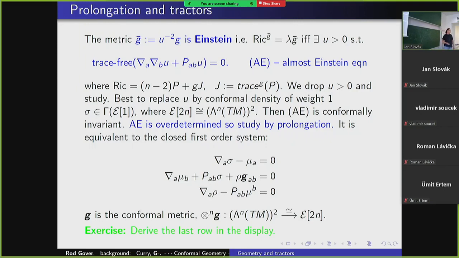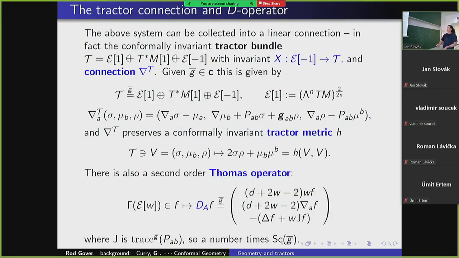Any other questions? Okay. So your exercise, which is pretty easy, is to differentiate the second equation and find out that that's what happens in the third one. But now it's closed up and you've rediscovered the tractor connection, because it turns out that this system can be collected into a conformally invariant connection. So first of all, the system had those three variables, right? The sigma, the mu, and the rho.